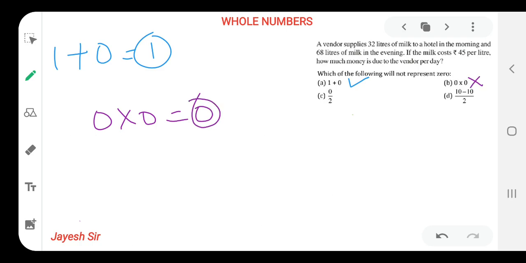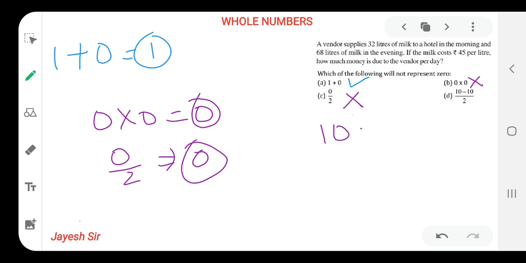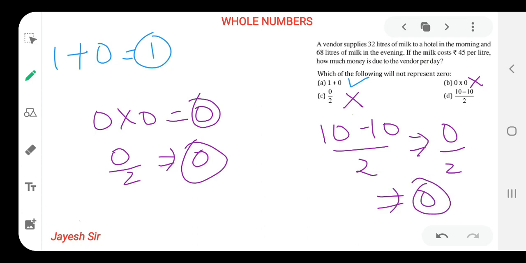So let's begin with the third sum for the day. 0 divided by 2. 0 divided by anything gives the answer as 0 itself only. So that's also giving the answer as 0. That means that also does not satisfy the condition. So let's begin with the fourth sum for the day, that is 10 minus 10 divided by 2, friends. That means 0 divided by 2. So our answer would be 0.